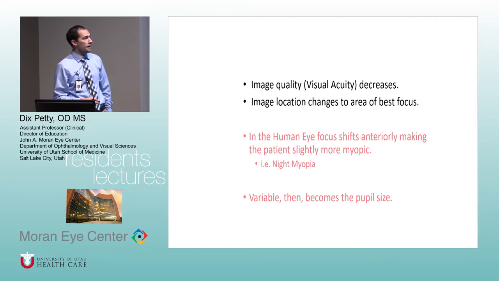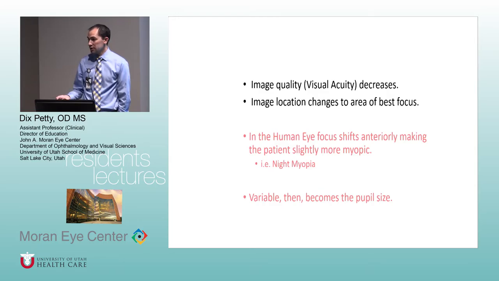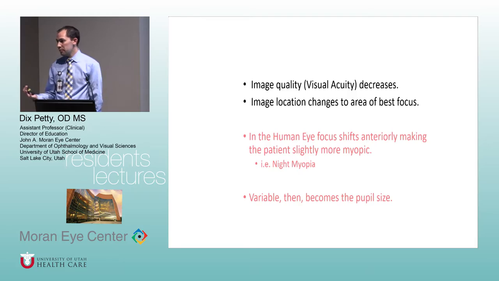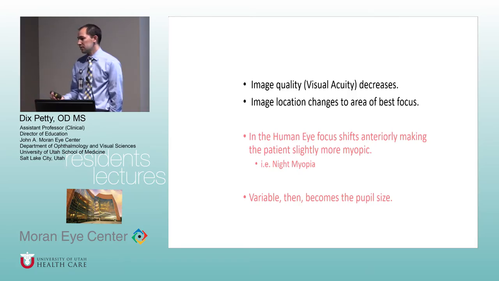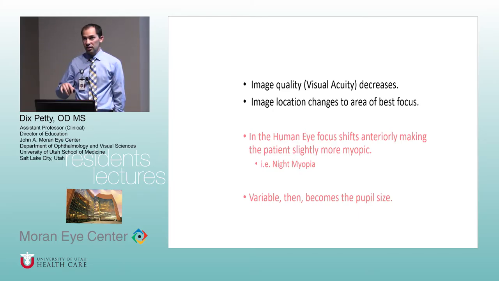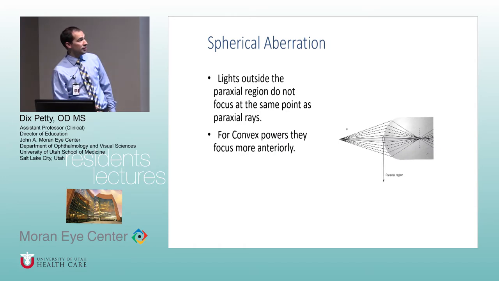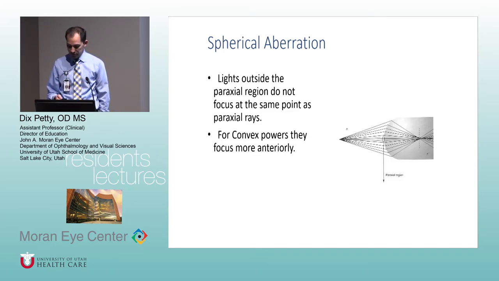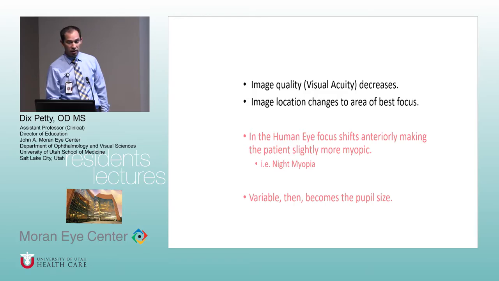So why does this matter? Image quality can decrease with a larger pupil, is basically what it comes down to. This can be a big issue with night myopia. I don't know if you have patients who complain that their vision gets worse at night. I mean, certainly with cataracts and things like that. But when you have a bigger pupil, it just makes a bigger difference, because some of the light will be focused more anteriorly to the retina and cause just a bigger blur circle for the patient. So the variable in all this is just the pupil size. If you have a smaller pupil, it won't matter as much if there are spherical aberrations.